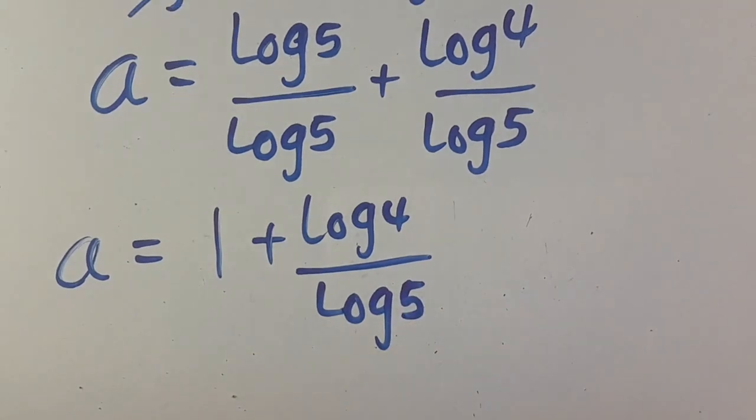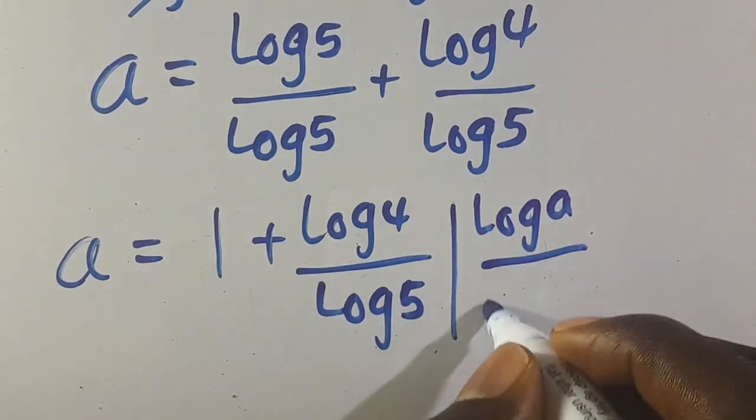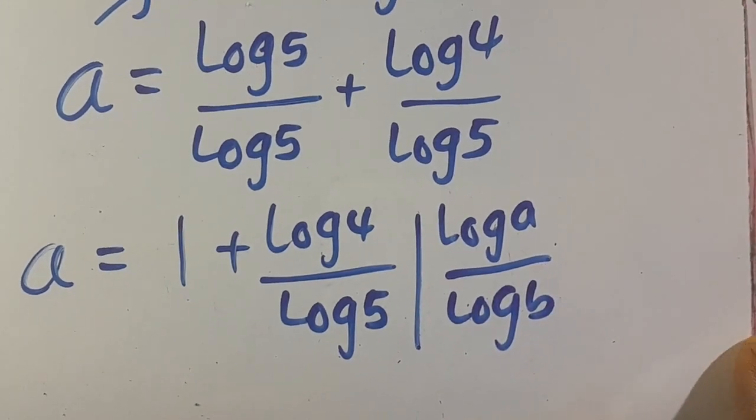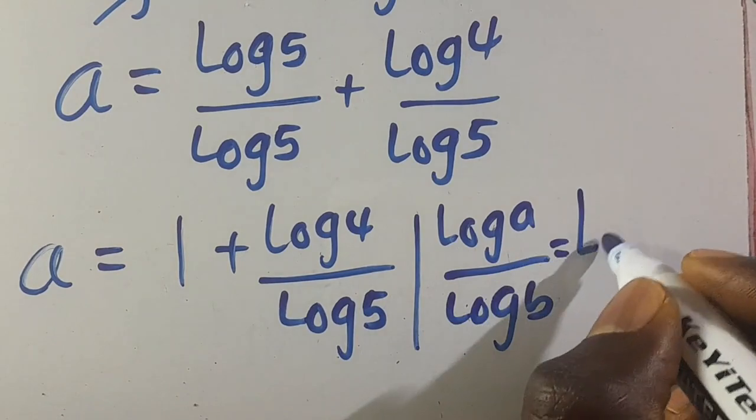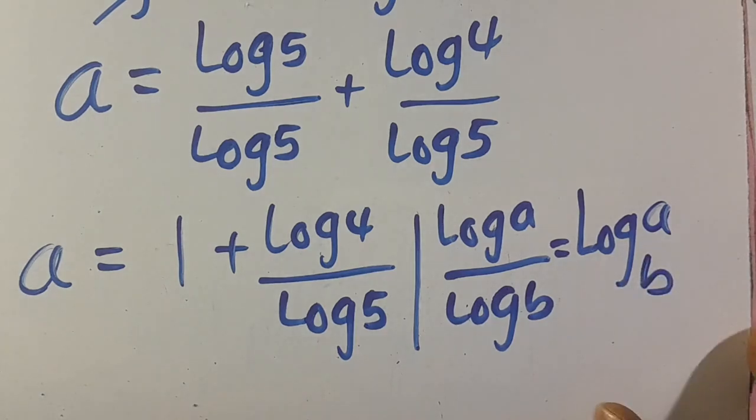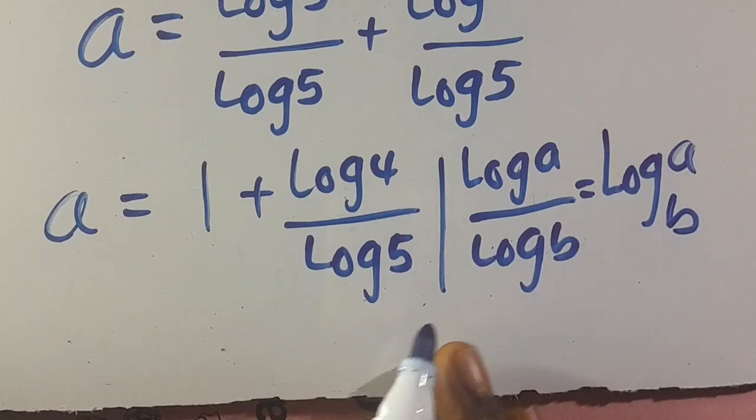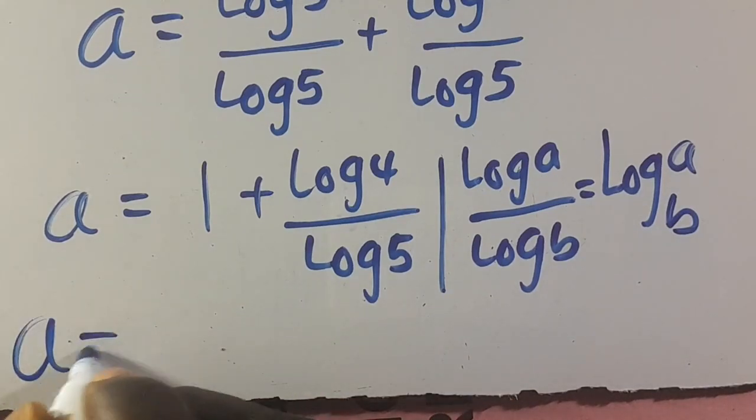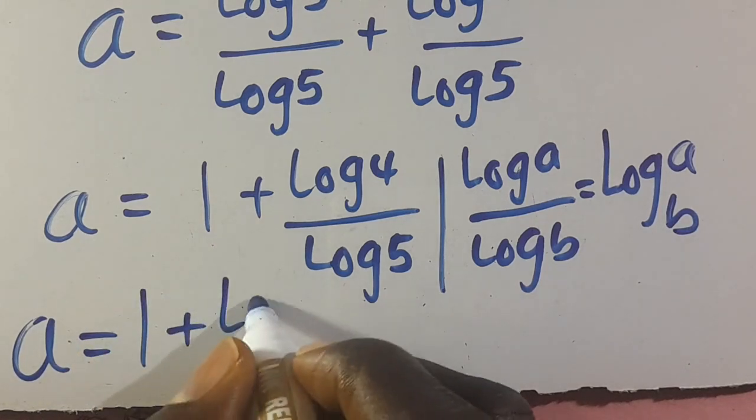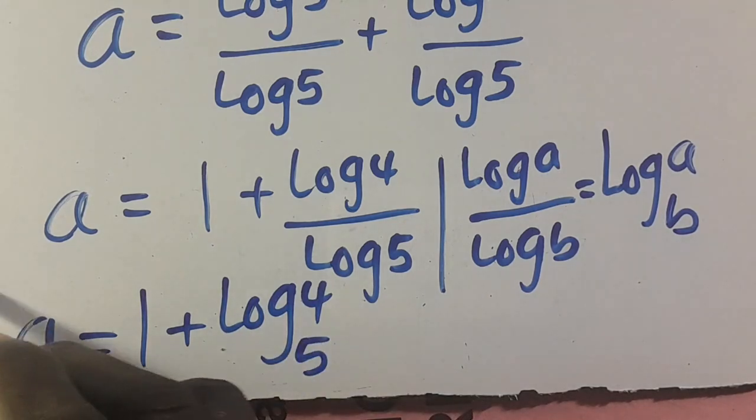But mind you, from the law of logarithm, when you have log a divided by log b, this is equivalent to log of a in base b. So when you apply it here, we can have our a finally to be equals 1 plus log 4 in base 5.